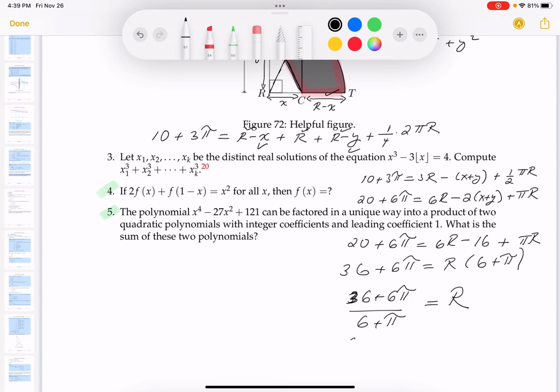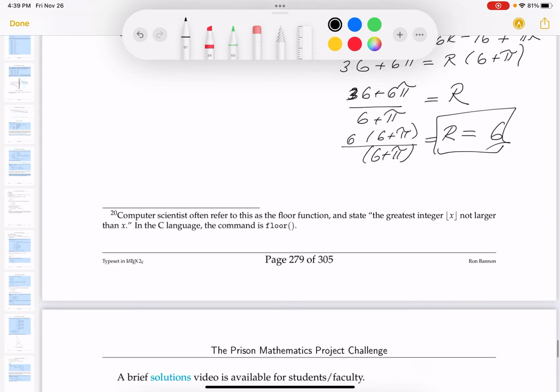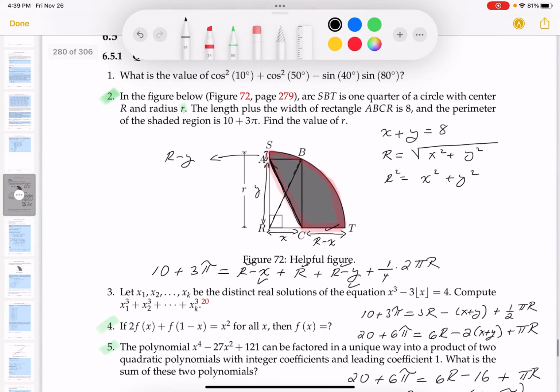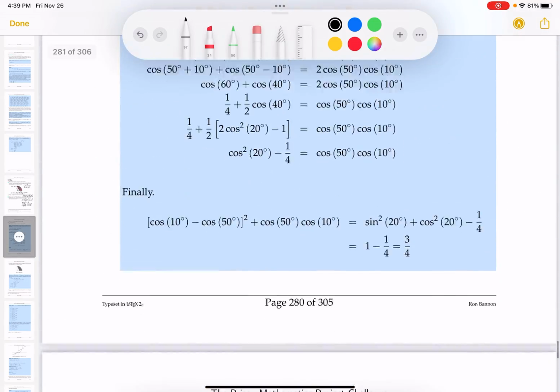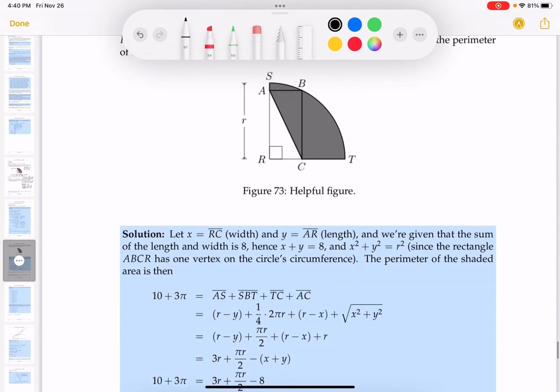So let me factor a 6 out. And what do you get? 6 plus pi over 6 plus pi. And that's what r is. And what do I notice over there? It's just 6. All right, that's my answer. So I would recommend looking at the key. Things worked out pretty nicely there, didn't they? So that's what number is that? That's number 2. So let's go to number 2. Yep, that's 6. All right.